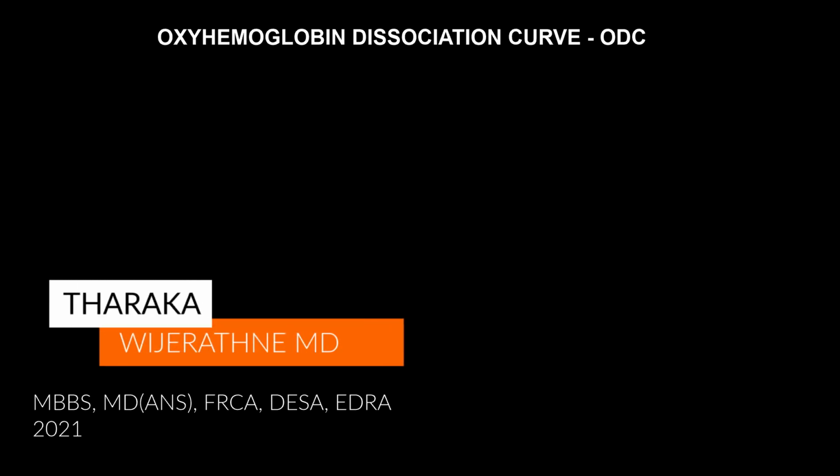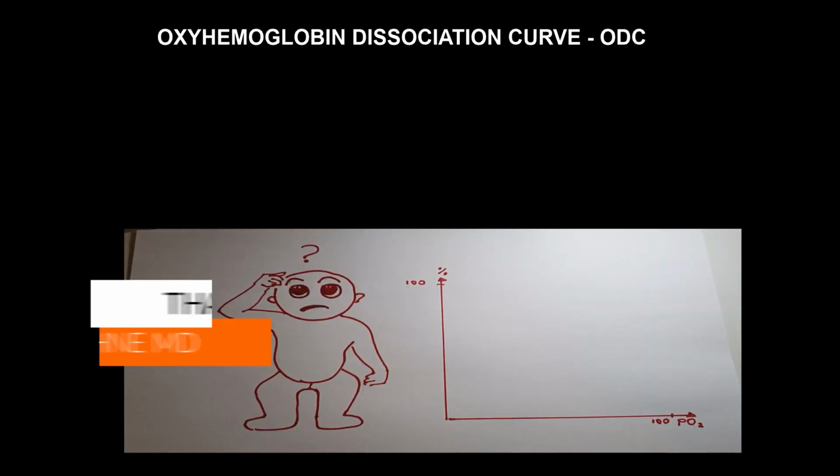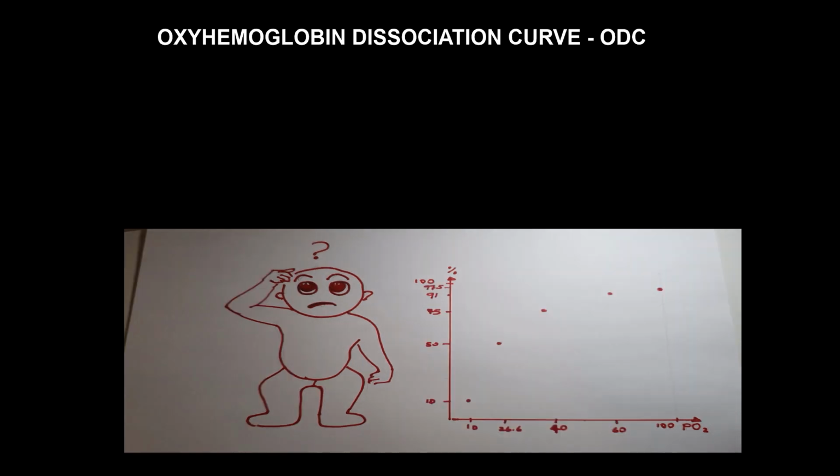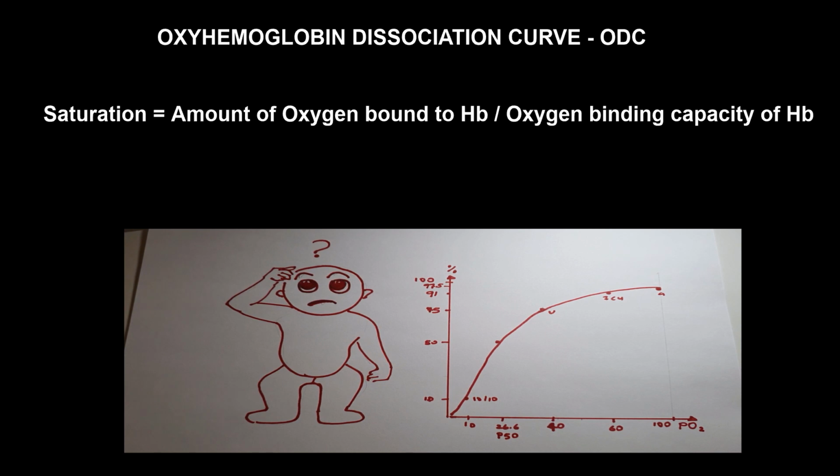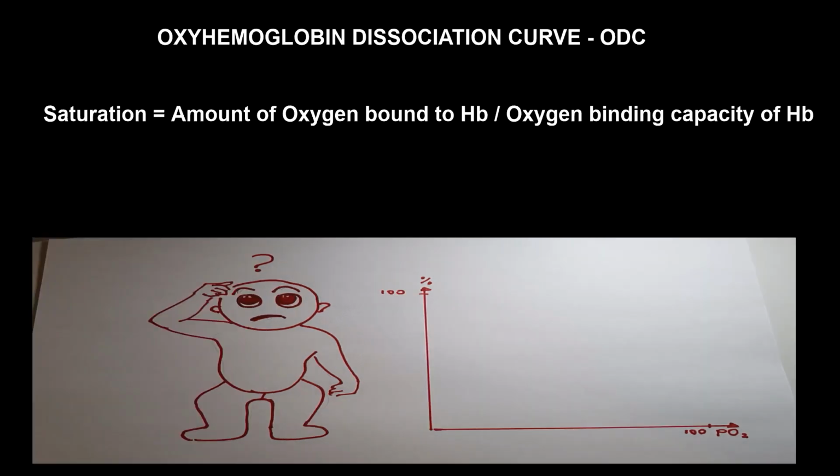Oxyhemoglobin dissociation curve, or oxyhemoglobin association curve, is a common topic to be questioned in basic science exams. It could come as an MCQ, SAQ or CRQ, even in vivas as well. The curve describes changes in oxygen saturation or oxygen content of hemoglobin in relation to partial pressure of oxygen in blood. Saturation refers to the amount of oxygen bound to hemoglobin relative to the oxygen binding capacity of hemoglobin as a percentage.